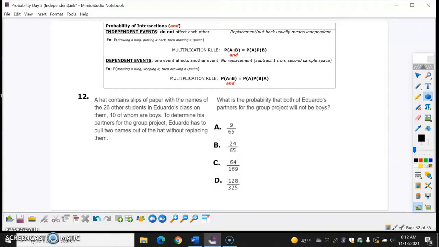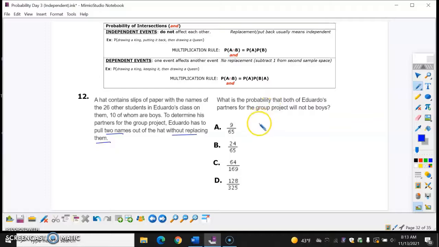A hat contains a slip of paper with the name of 26 other students in Eduardo's class, 10 of whom are boys. Eduardo's trying to find his partners for a group project, and he's pulling 2 names out of a hat without replacement. If there is no replacement, remember we're going to be dealing with dependent events. What's the probability that both of the partners will not be boys?